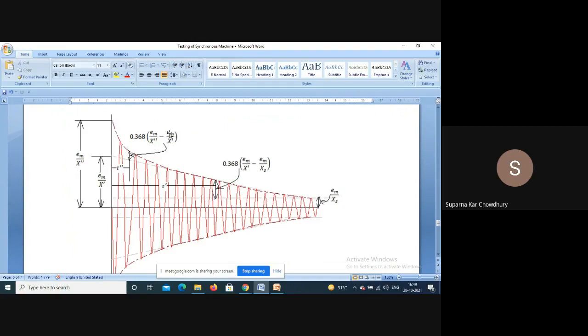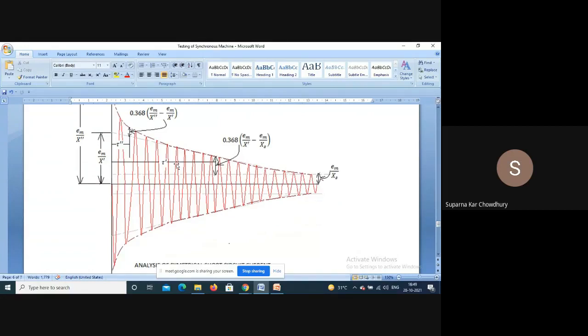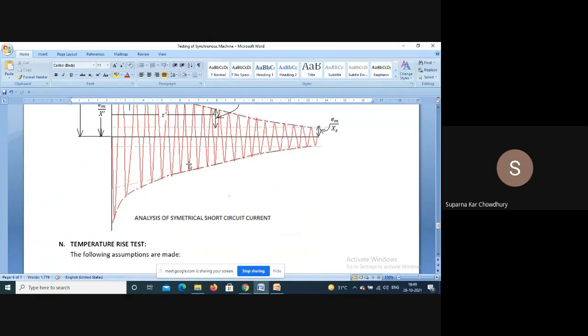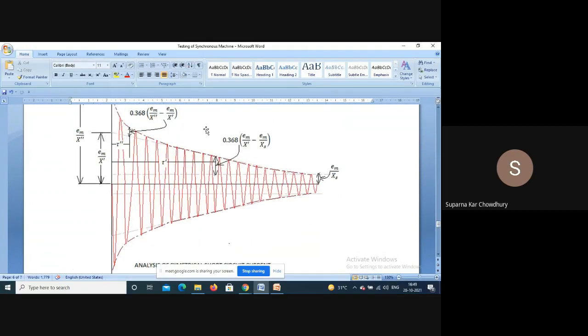It is the transient reactance, Em by X dash. Now this is Em by X dash. This is Em by X double dash. And this one will be Em by X dash minus Em by Xs into 0.368. This is the transient time constant. This is the subtransient time constant. So by analyzing this symmetrical short circuit current, these parameters can be determined.